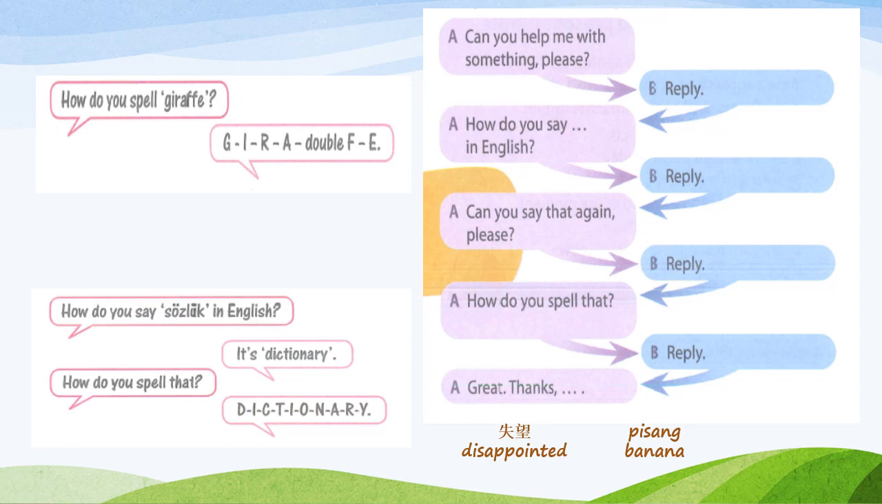Okay, so that's how you ask for help, you know? When you don't know how to spell, you want to ask your mom or your brother or your sister, you ask like this. So for example, now we are learning English, so you ask your teacher, can you help me with something, please? And I'll answer. What does the person answer? Can you help me with something, please? Sure, what's that? How do you say 失望 in English? Okay, I want to know the word 失望. All right? Oh, it's disappointed. Can you say that again, please? Disappointed. How do you spell that?